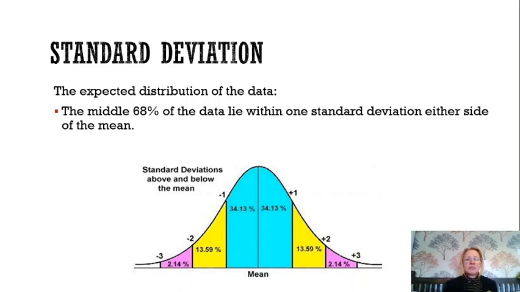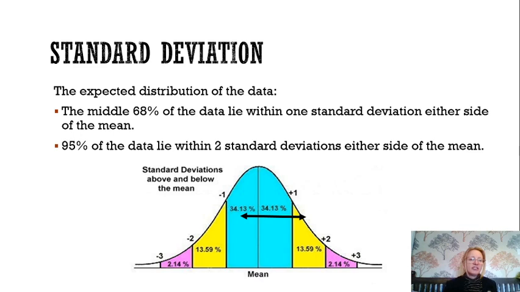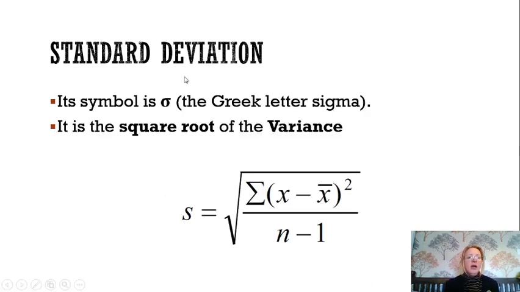So 68% of the data then lie within 1 standard deviation either side of that mean, and 95% within 2 standard deviations either side of that mean. The symbol then for standard deviation is the Greek letter sigma, this one here. And some people would describe it as the square root of the variance from the mean.